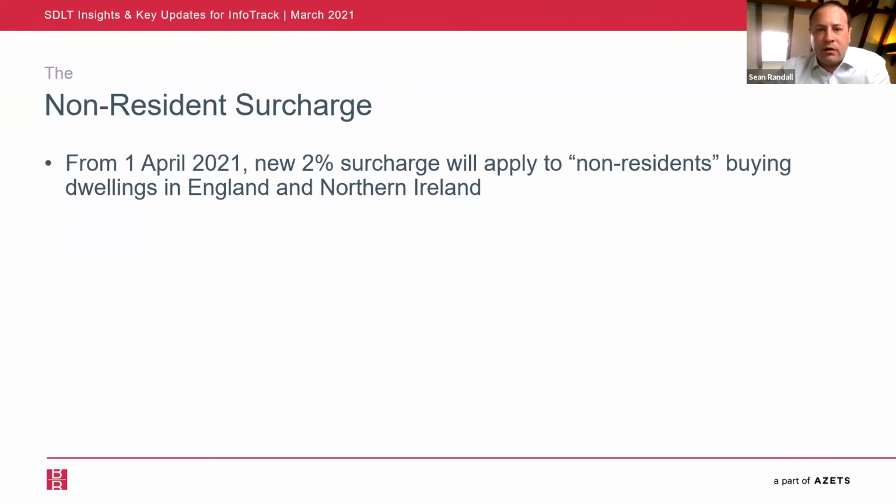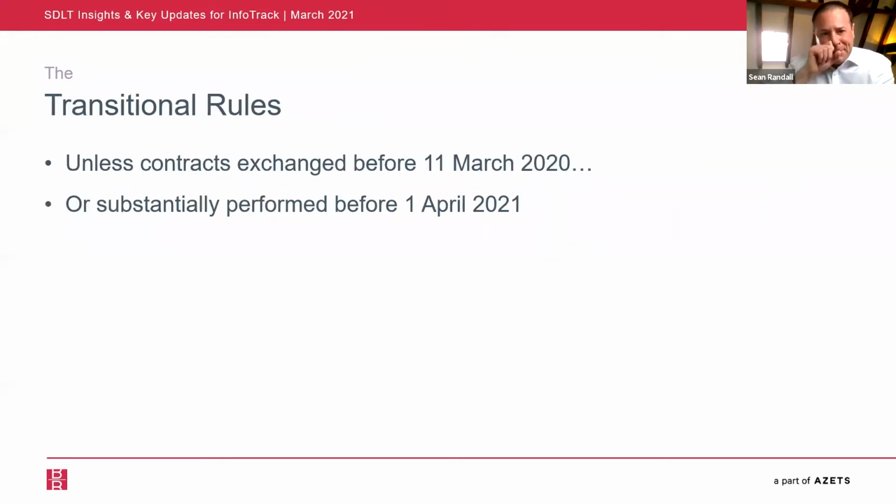So what is a non-resident, and when will it apply? Well, it will apply to dwelling purchases completing after the 1st of April, or strictly after the 31st of March this year, so on or after 1st of April, unless exchange happened before budget day last year. So I expect that's going to apply to pretty few transactions. And even then, if exchange did happen before 11th of March last year, there cannot be or have been any variation to the sale contract after that date.